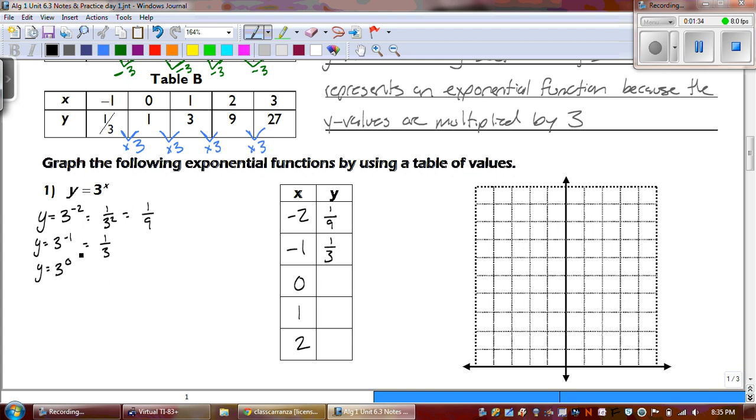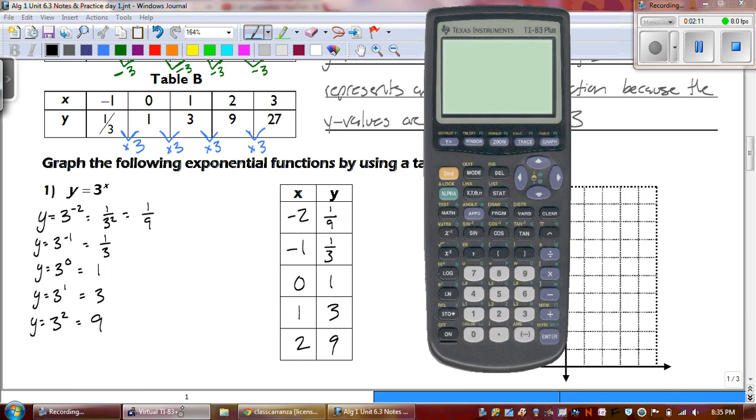3 to the 0, because now x is 0. Well, if your exponent's 0, your base turns into 1. 3 to the first power is 3. And then the last one is 3 squared, and 3 squared is 3 times 3, which is 9. Whoa, Mr. Grice, that was fast. Yeah, it's not that difficult. That's why we've really focused on all those exponent rules.